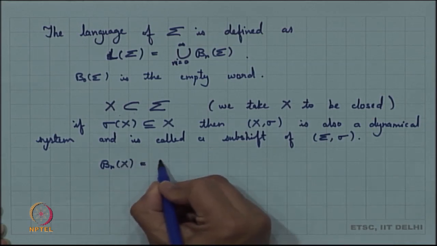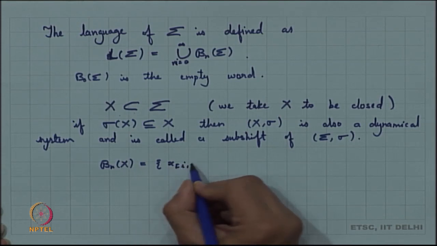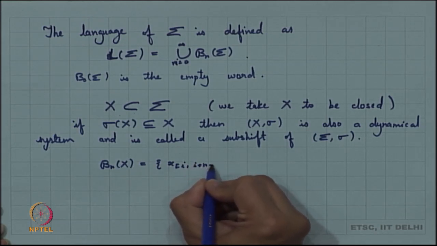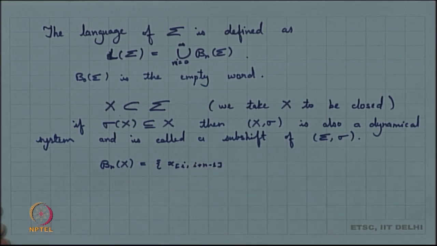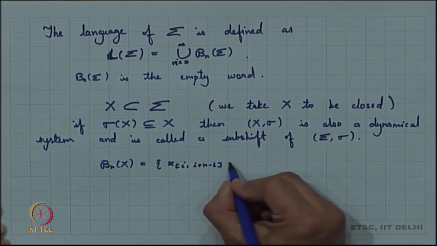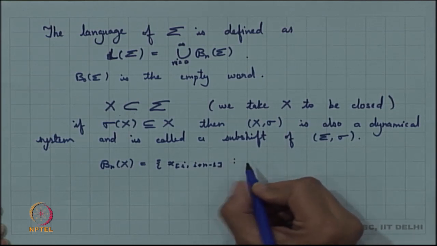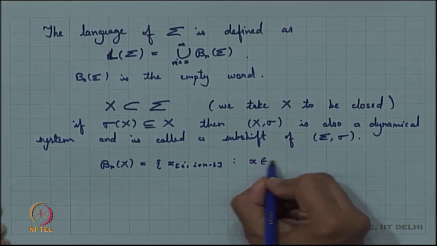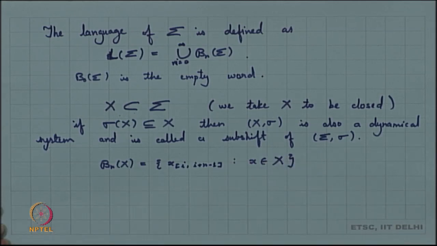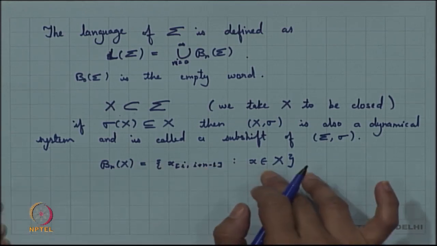So, I can think of B_n(X) to be the set of all x[i, i+n-1]. Here it should be i plus n minus 1, right. I am looking into B_n(X), this is x[i, i+n-1], such that x belongs to X, right. We are looking into all words of length n that appear in some sequence in X.